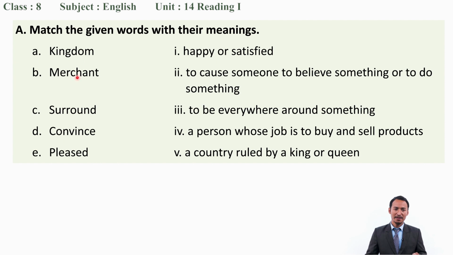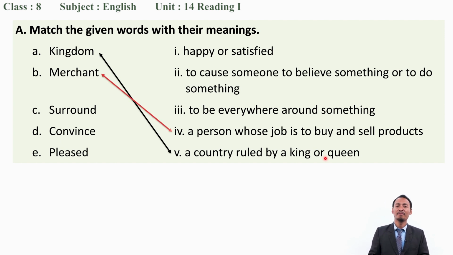Yes. Kingdom, merchant, surround, convince, pleased are the words. Let's match. Kingdom means ke ho ta? It is a place. Okay, it is a place ruled by, country ruled by king or queen. Okay, yes, you are right. So it is a country ruled by a king or queen. Okay, next word, merchant. Merchant means a person, huh? Yes, a person whose job is to buy and sell products.